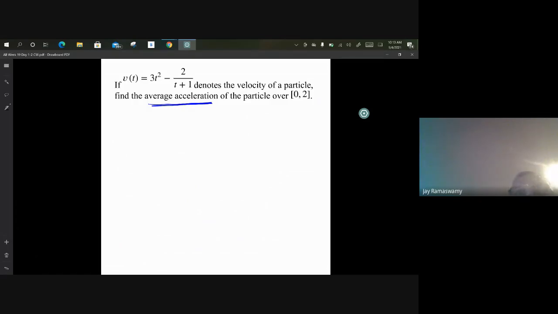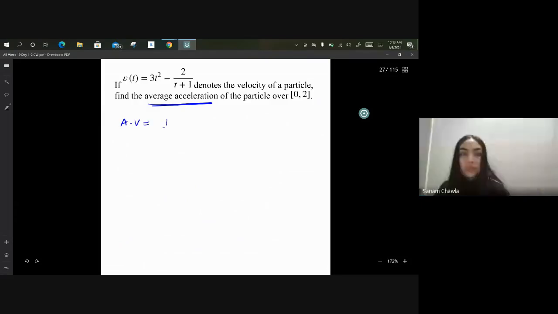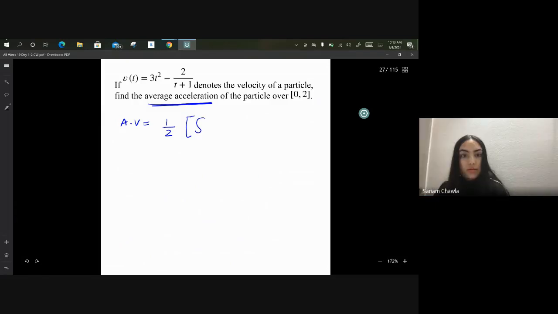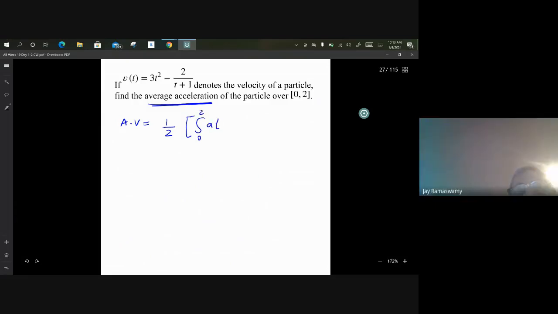So how do we always do average of anything? AV, very good. AV equals 1 over 2 integral 0 to 2 of a of t dt. Is everybody okay there? First step.